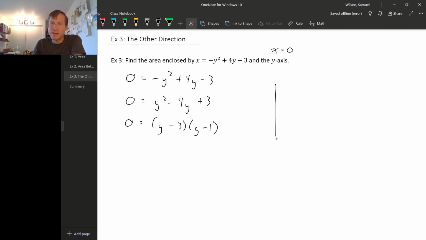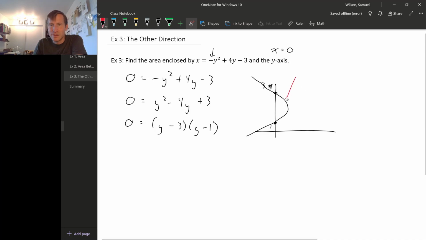So if we graph this, it looks like this parabola is going to go through the y-axis at y equals 1 and at y equals 3. And because of the minus sign in the front of this parabola, it opens in the negative x direction. So that's going to look something like this. So the region that we want is this bump that's sticking out to the right of the y-axis.